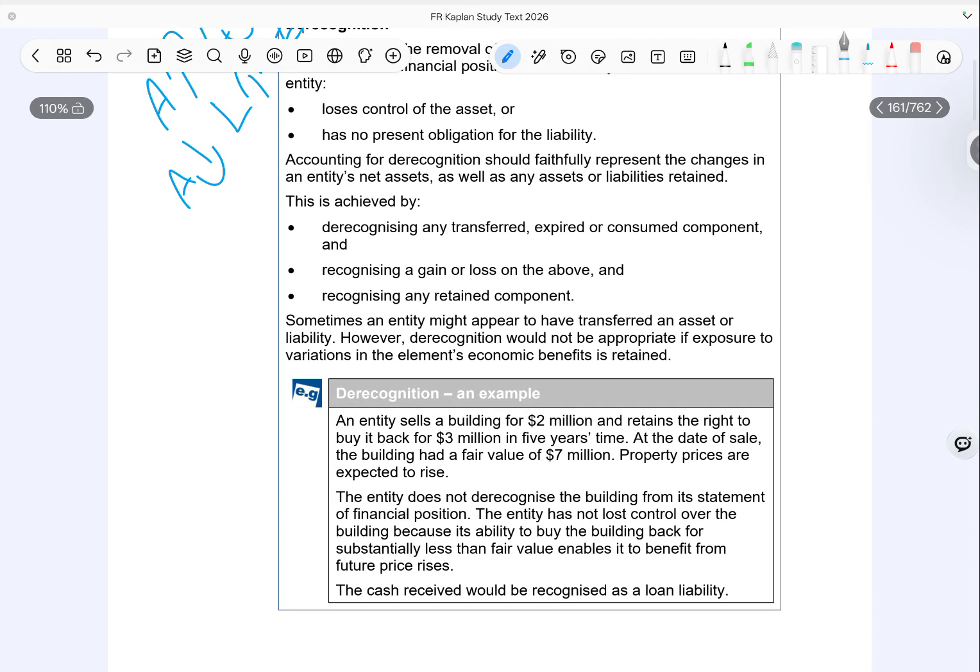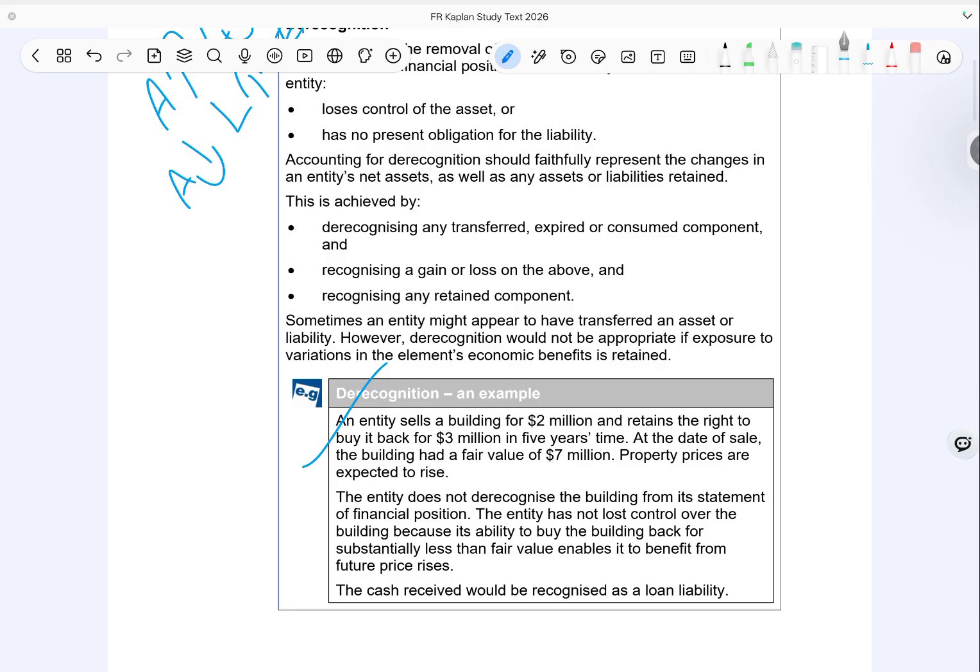An example we look at is that suppose a company sells a building for 2 million, but there's a special agreement. The company has the right to buy the same building back after 5 years for 3 million. At the time of the sale, the building is actually worth 7 million and the property prices are expected to keep rising. So here's the question, should the company remove the building from its balance sheet? No. Why? Because even though it appears to have sold the building, it still has the right to buy it back for much less than its expected future value. That means the company is still benefiting from the building's future economic value. So, in substance, control hasn't really been lost, therefore, the building is not derecognized.